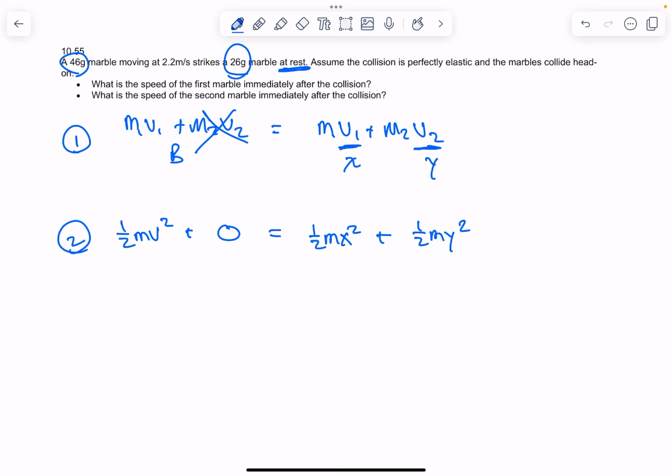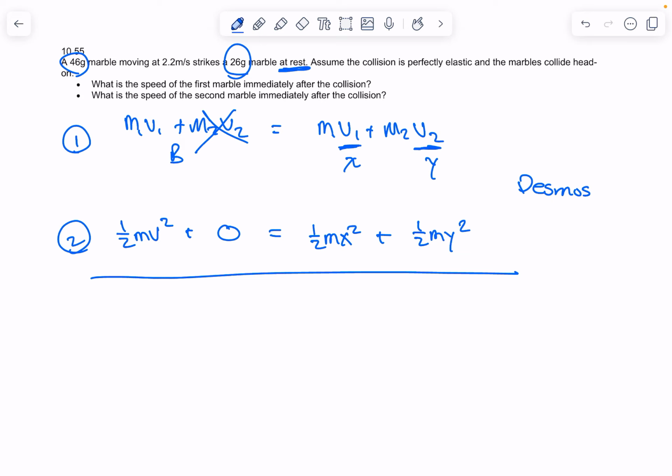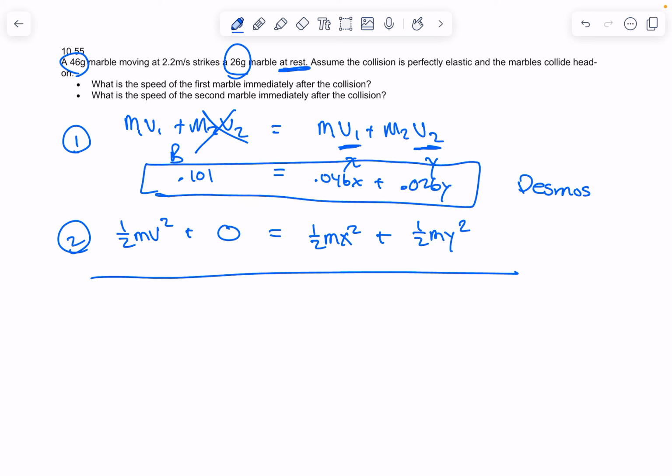Now I have two equations. I then go to Desmos. The first equation, for example, what do I have here? I did the math. I got this to be 0.101 is equal to 0.046x plus 0.026y. I actually typed it just like that into Desmos, and then did the same with this one.